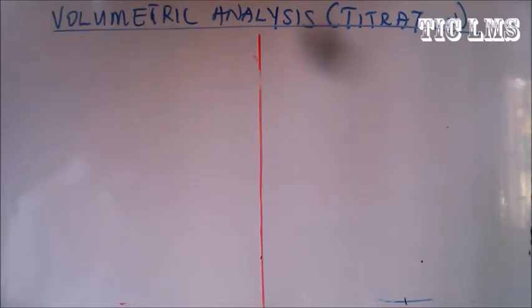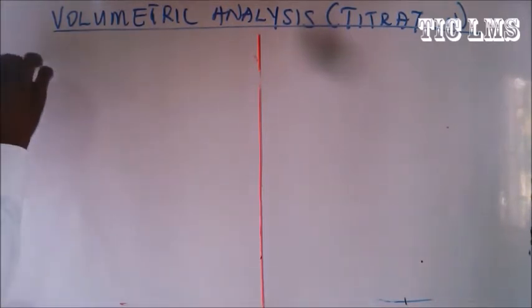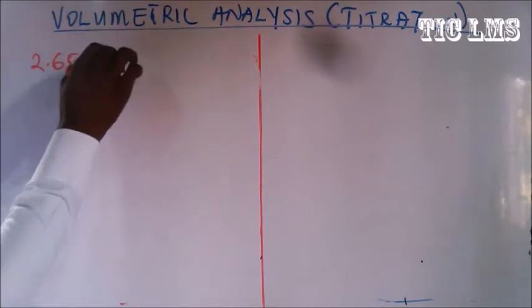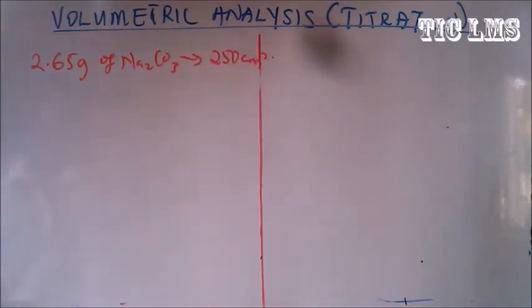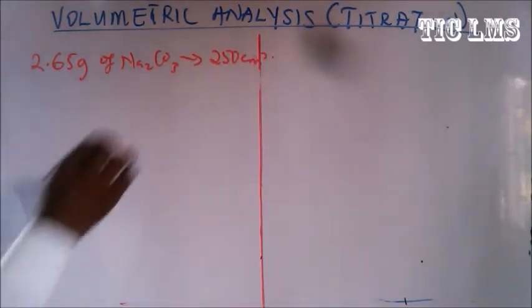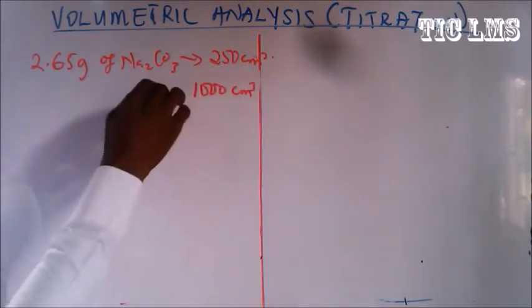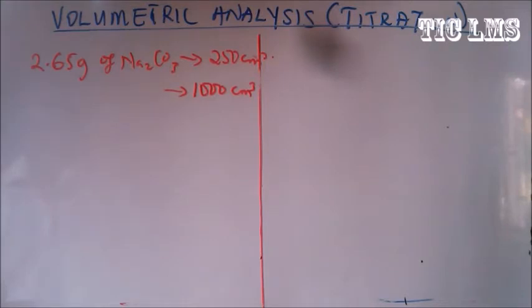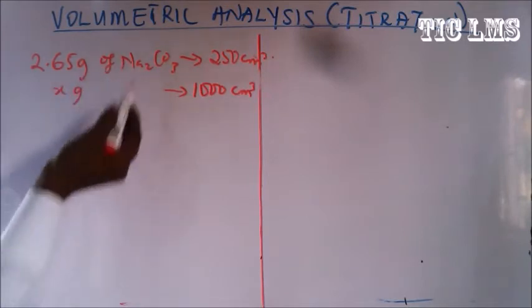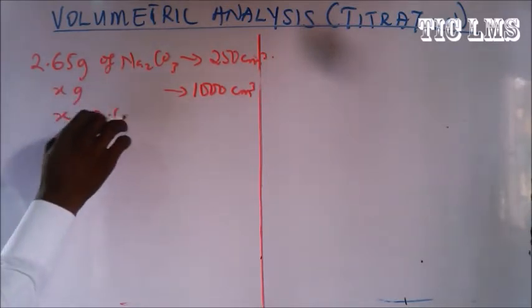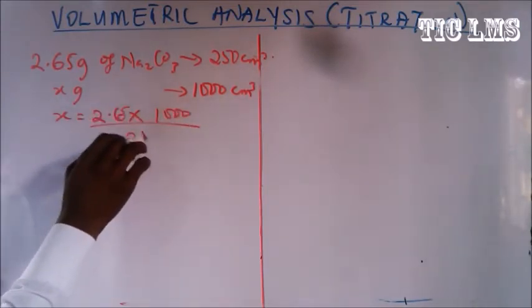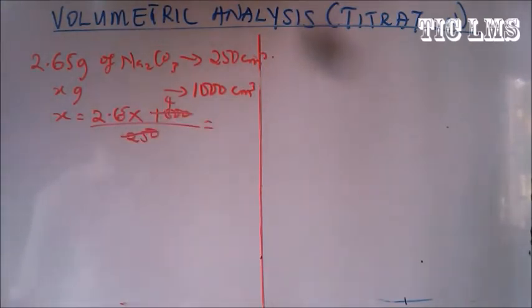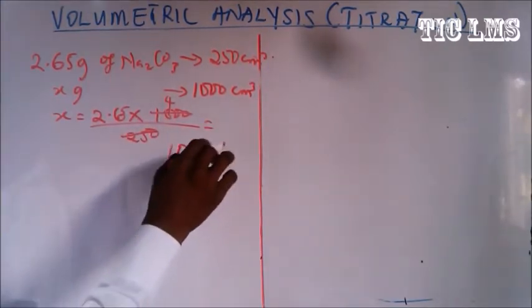cm cubed. In this question, we have that 2.65 grams of Na2CO3 is what we have in 250 cm cubed of the solution. Now, to make it in 1000 cm cubed, because we are working towards making it a molar concentration, so we want to standardize it to make it a standard solution. X gram is what we have, so we do not know it. So X equal to 2.65 multiplied by 1000 over 250. And when we multiply this, it gives 10.6 gram per dm cubed.